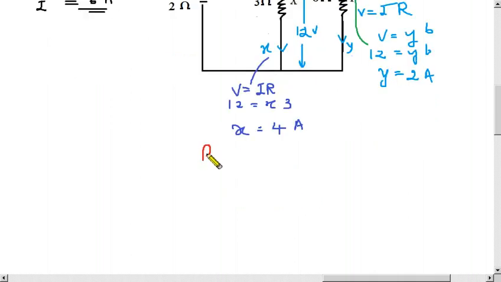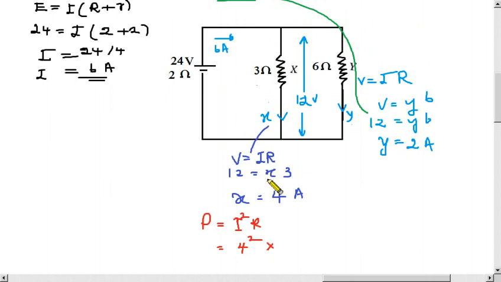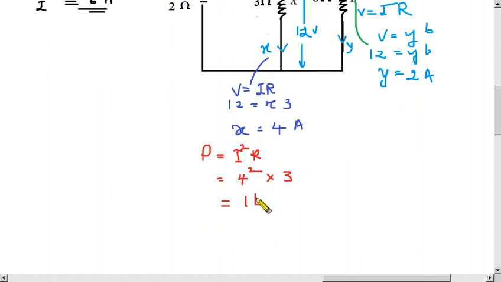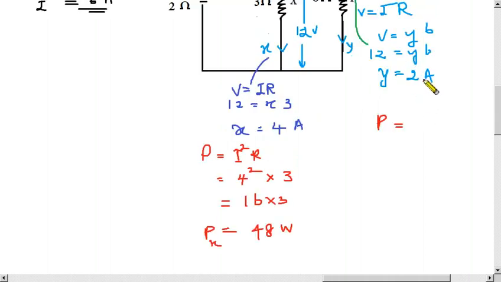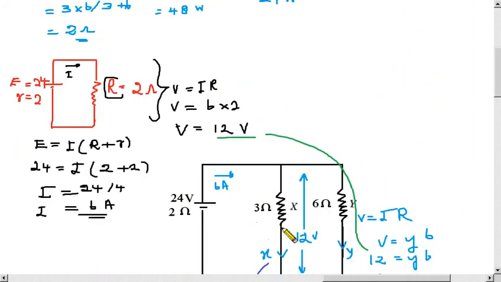Then P equals I squared R, 4 squared, R is 3, 16 times 3 is 48 watt, power of X. Power of Y is I squared R, 2 squared, R means 6, 4 times 6, 24. So those are the answers, 48 and 24.